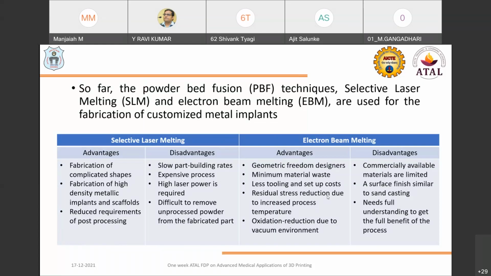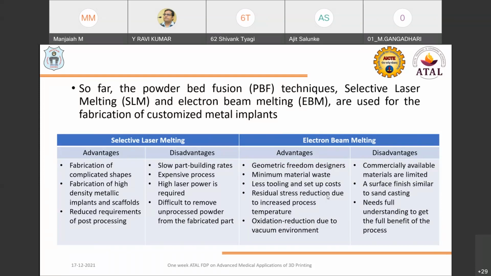With respect to the electron beam melting process, the geometric freedom for designers is greater, and it uses minimal material; the wastage of material is very minimal compared with the selective laser melting process. There is also less tooling and setup cost, and residual stresses are reduced due to increased process temperature. In SLM, the residual stresses are higher in the fabricated parts. But in electron beam melting, because of the vacuum, the stresses generated in the part are very minimal. Oxidation is also reduced because of the vacuum environment.